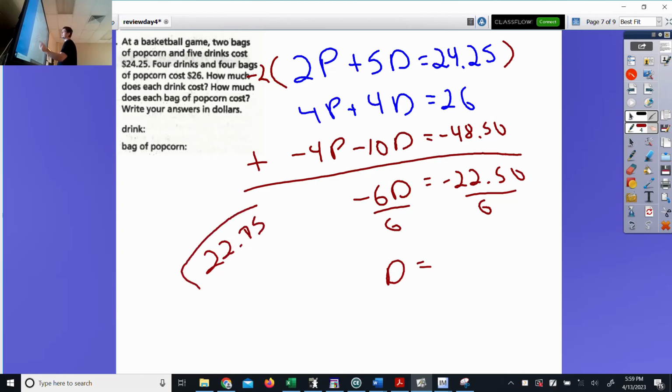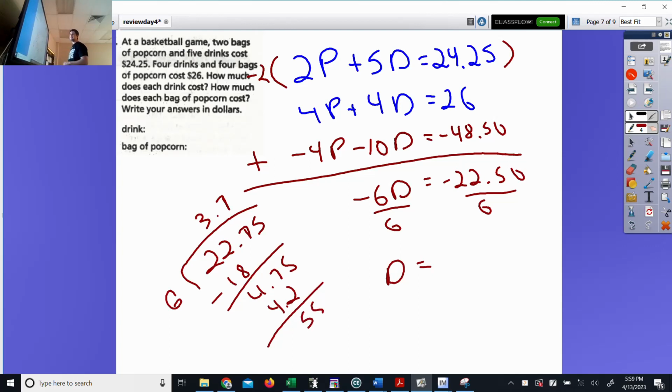6 into 22, 3 times, that's 18, we subtract. 4.75 left, put a decimal there. 6 into 47, 7 times. 7 times 6 is 42. Oh, it doesn't work out nicely. 7 minus 2 is 5. 6 into 55, what, 9 times? 3.79, plug back in, okay? Feel free to use RREF.